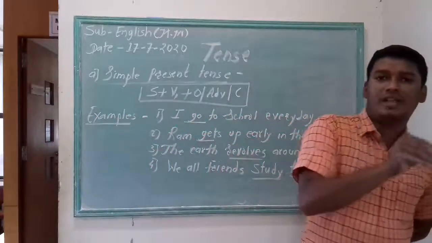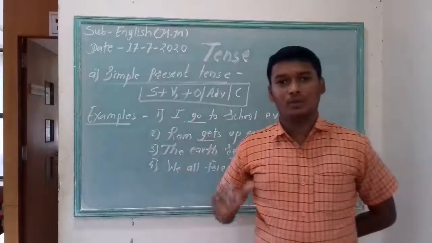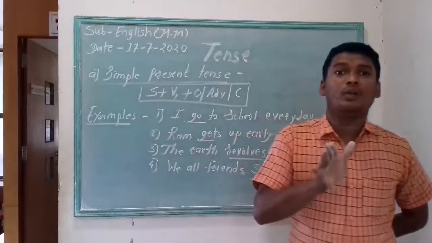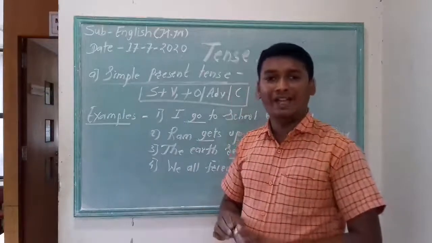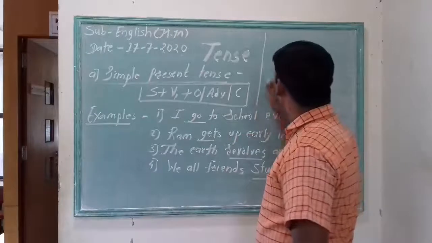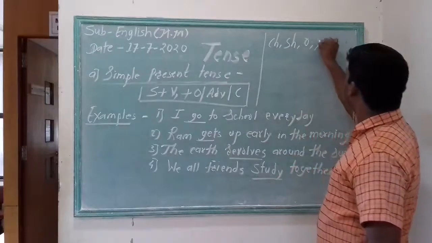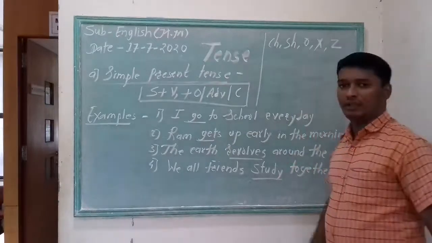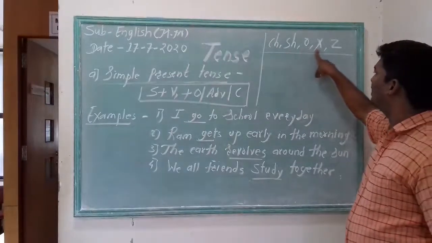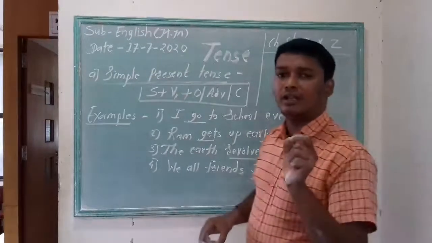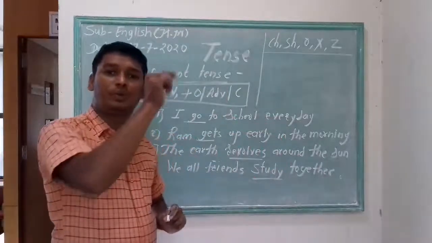Now there is another rule: when to add s and when to add es suffix. If the main verb ends with ch, sh, o, x, or z, then that verb would end with es. Then we can add es to that verb.